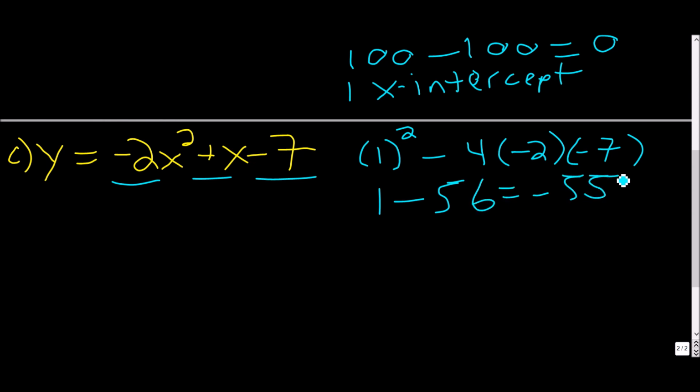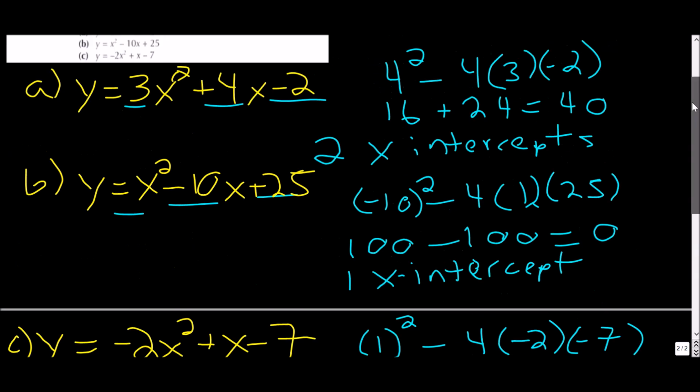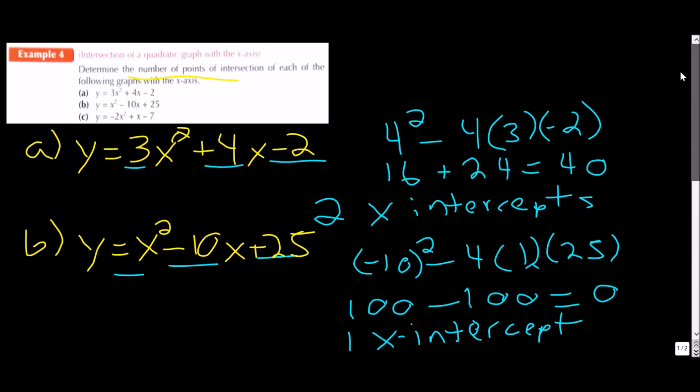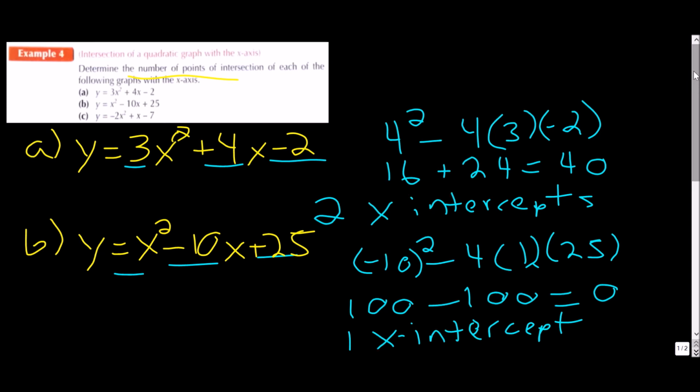That means we have 0 x-intercepts, right? This graph is never going to touch the x-axis. It only has imaginary solutions to it. So the big key to this question is reading it, and it says determine the number of points of intersection. It doesn't ask what they are, so you don't actually have to go further than this. If you know that the discriminant is going to tell you how many it's going to have, then just use that. It's a simple tool to figure this out.